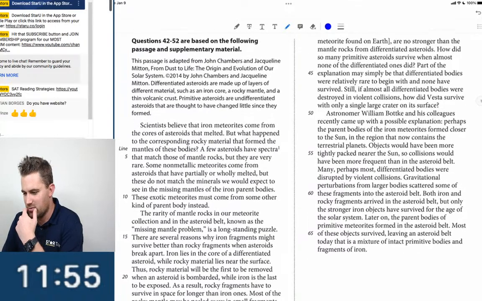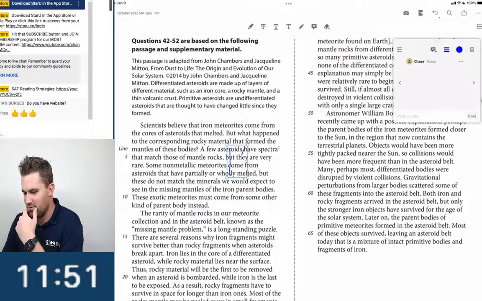Unfortunately, I might have to do this passage without my Apple Pencil because it's running out of battery, which stinks.